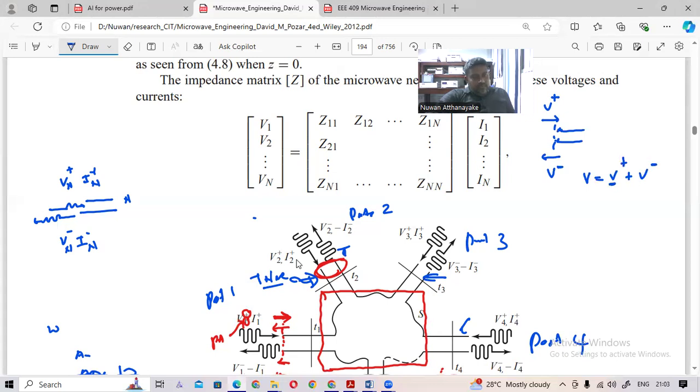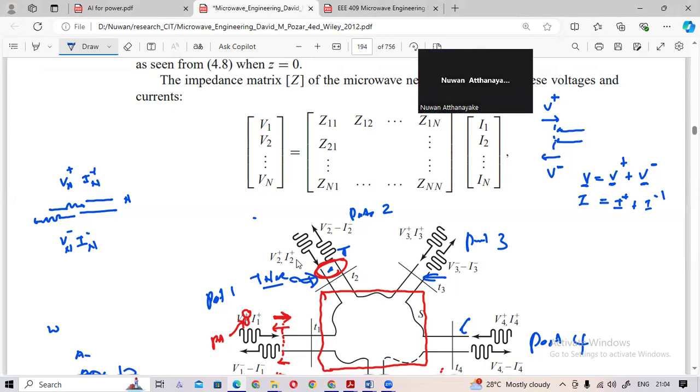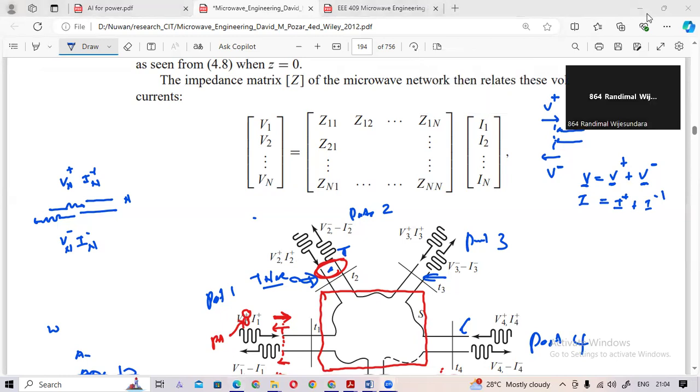Forward plus reflection voltage. That is the algebraic sum of forward and reflection voltage. That is the voltage relevant to this port. This voltage can be an input voltage or output voltage, as well as current, that is a forwarding current and reflecting current. Okay. So total current will be the algebraic sum of the current forwarding and current reflecting.